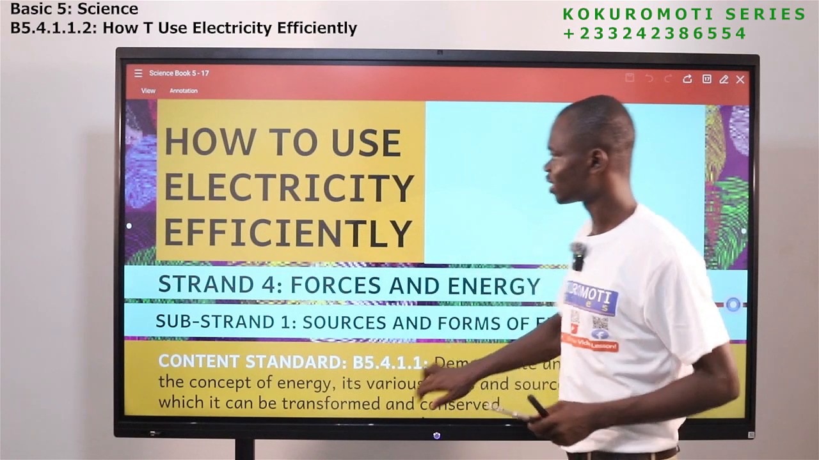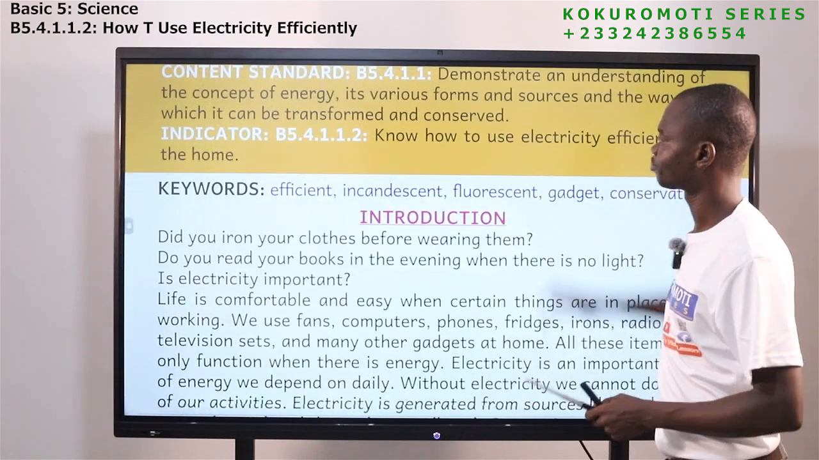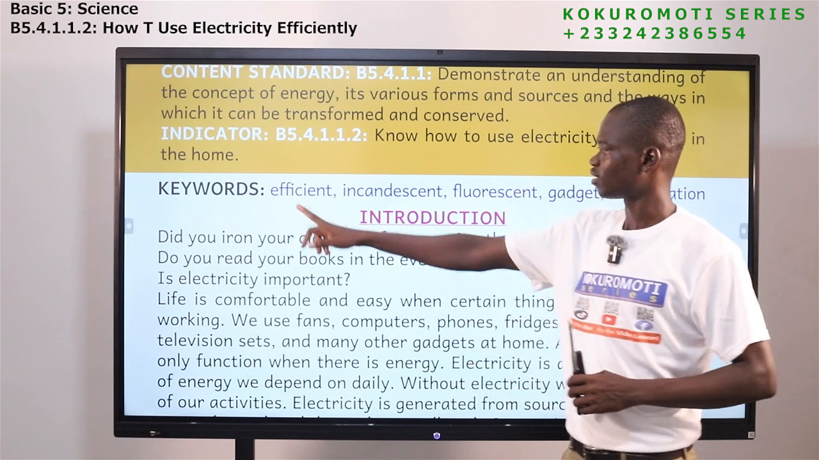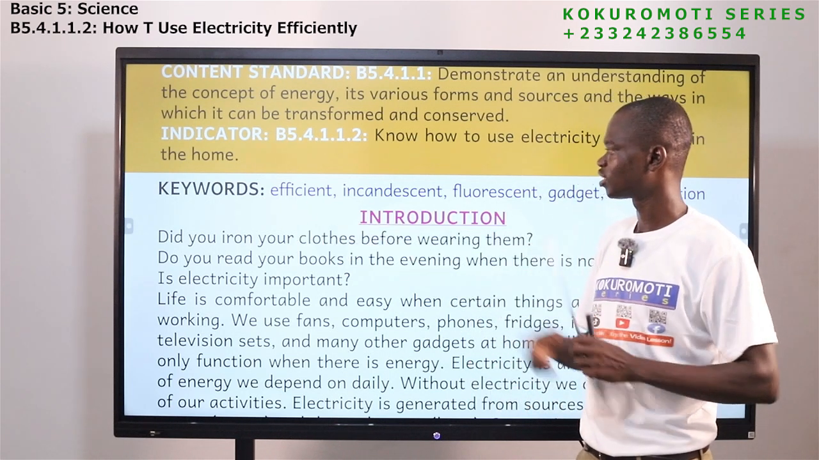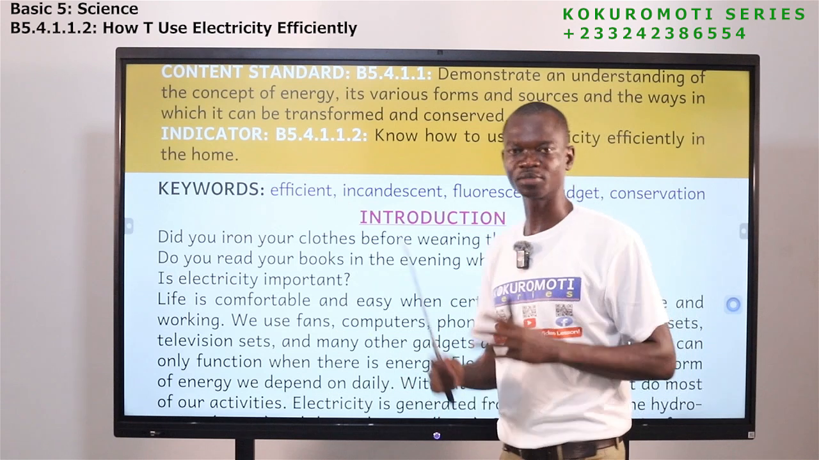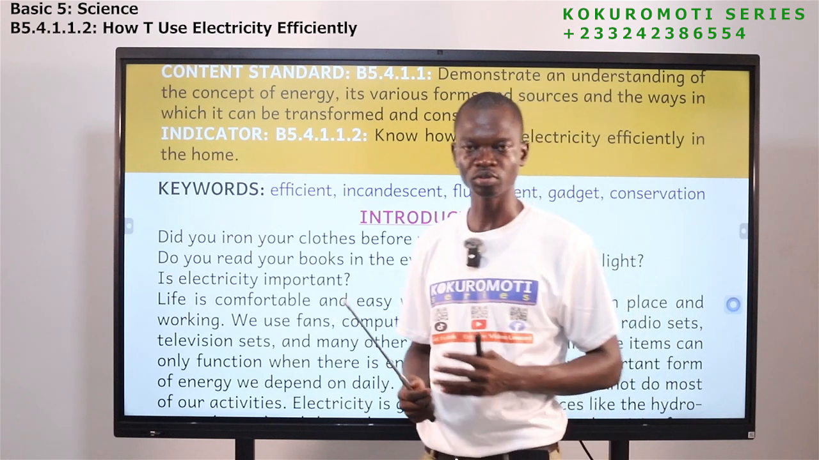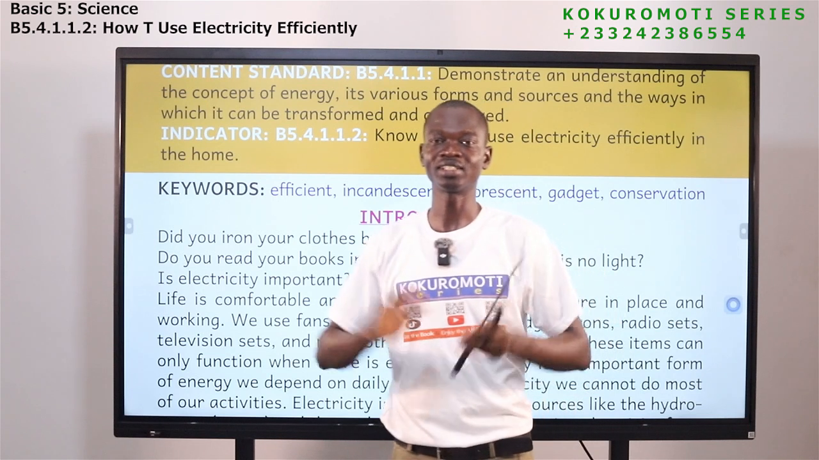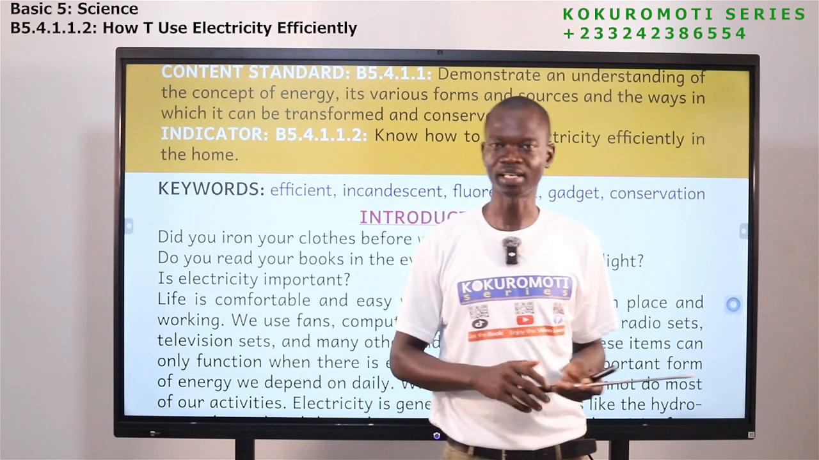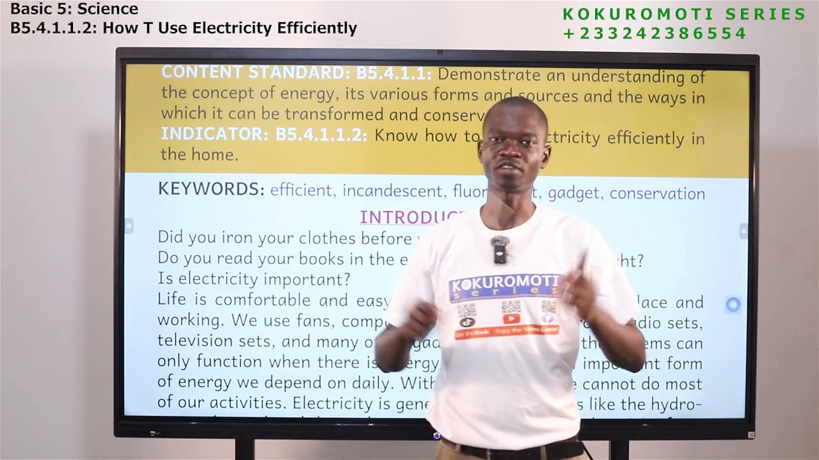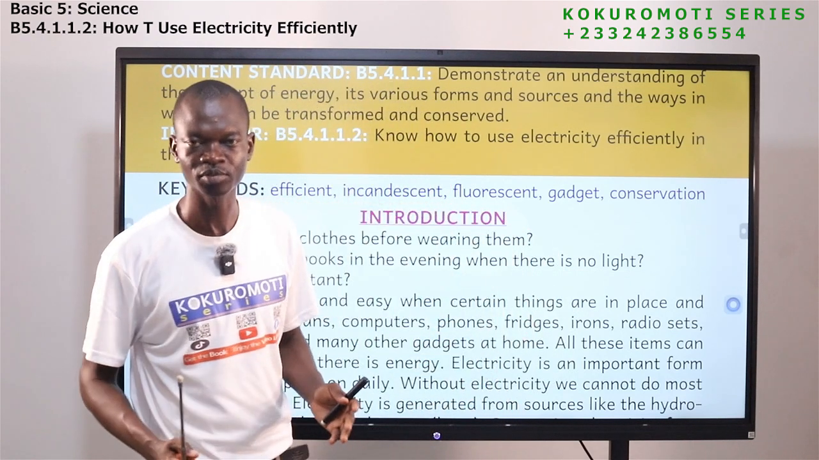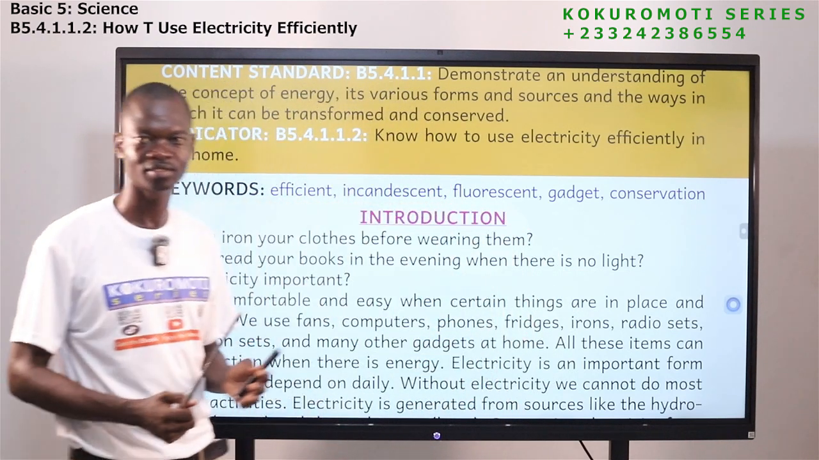There are some key words that we need to know the meaning of. The first one is efficient. If something is efficient, it means that thing is able to work perfectly without wasting time or energy. If you are efficient, it means you are able to perform your tasks. You don't waste time, you don't waste energy.